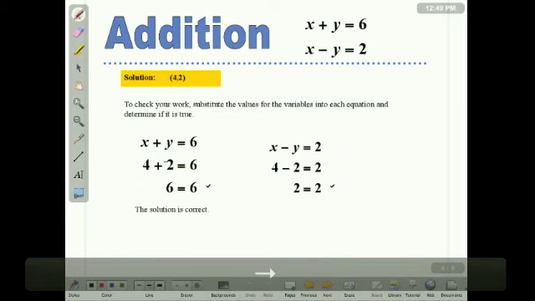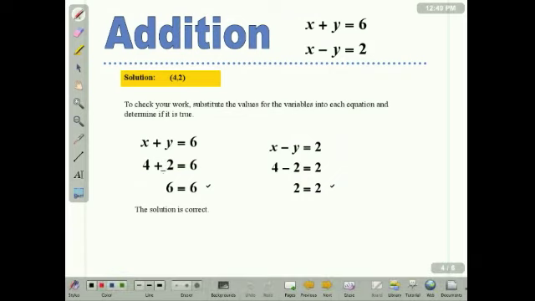Now, we want to plug these in to see if they are in fact true solutions. We replace our x with 4, our y with 2. 4 plus 2 is 6. That checks out. And we want to use the other equation as well. x minus y equals 2. 4 minus 2 equals 2. And 2 equals 2. So they both work.